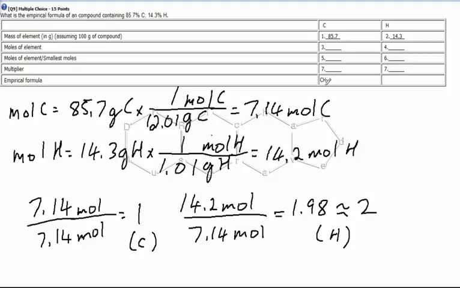So the multiplier here will be 1 and 1, since we're just rounding to whole numbers, and our final mole ratio, C is to H, will be 1 is to 2, so that's how we end up getting our formula of CH2.